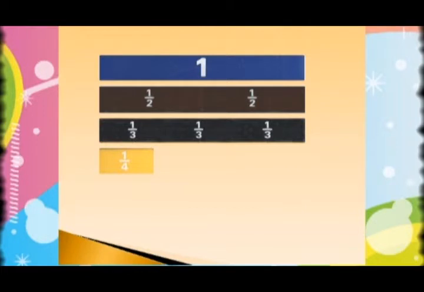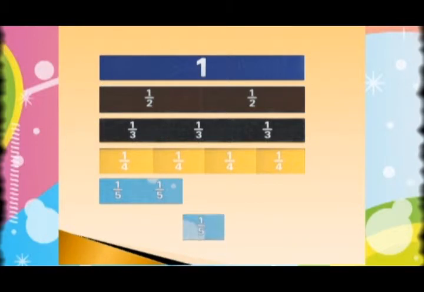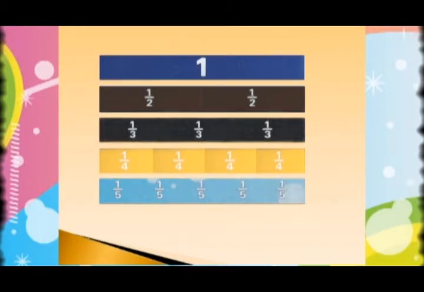Let's look at the quarters. 1 quarter, another quarter, 3 quarters, 4 quarters make 1 whole. How many fifths do you think can make a whole? Let's pay attention and see if we can find out. 1, 2, 3, 4, 5 fifths. So we have 5 fifths that will give us 1 whole.